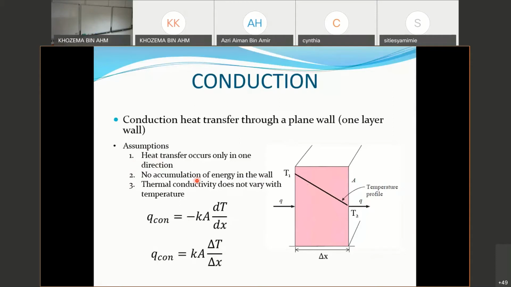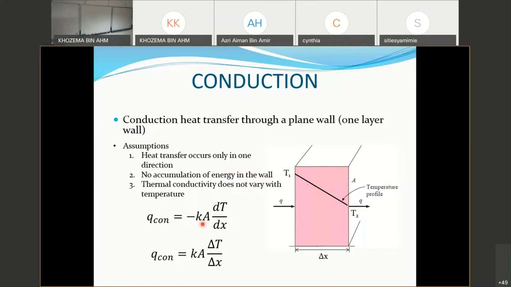There is no accumulation of energy in the wall. Okay, so whatever heat is transferred from this direction, all the heat will be removed at this direction, meaning that there is no accumulation. In other words, we are saying that this Fourier's law is for steady state conduction. Remember, conduction will have steady state and unsteady state. So when you say no accumulation of energy in the wall, we are saying that the system is at steady state. And the third thing is that the thermal conductivity does not vary with temperature. So we are simplifying it even further by saying that the K value does not vary with temperature.